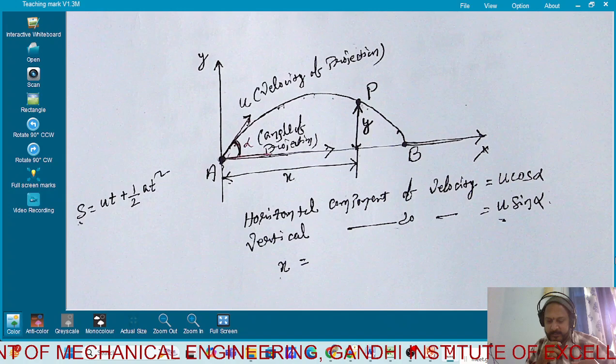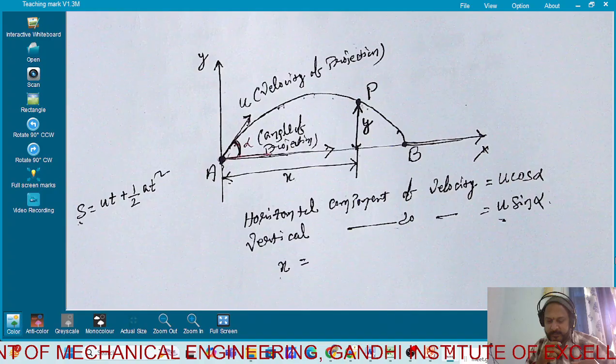Now, this is equation 1 and equation 2. All of you see carefully. From equation 1, can I write t is equal to x by u cos alpha?